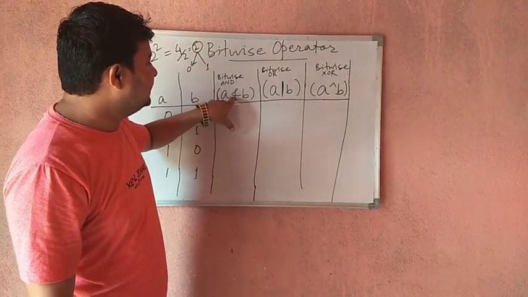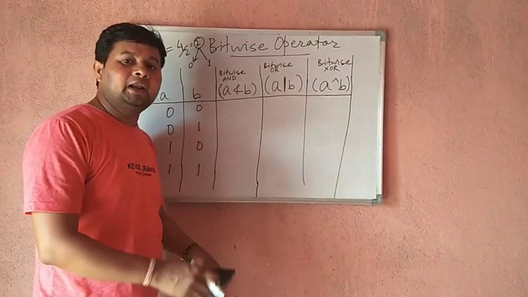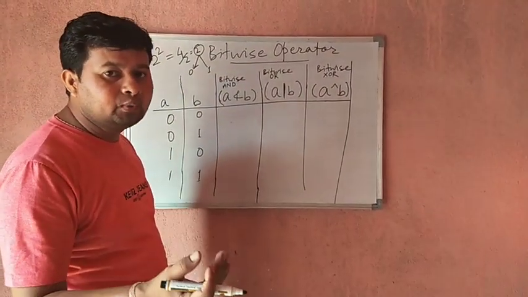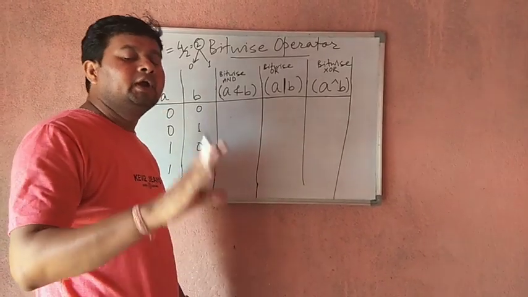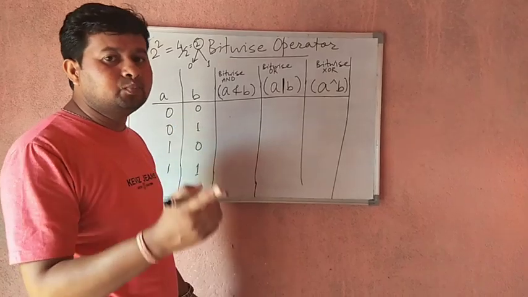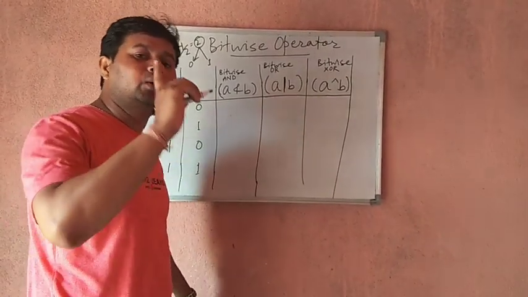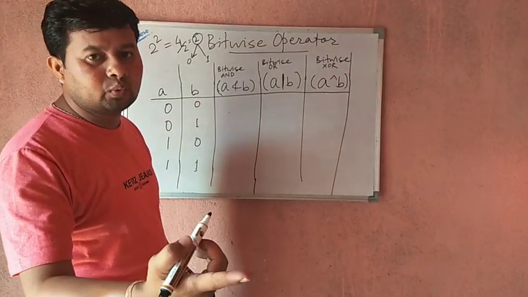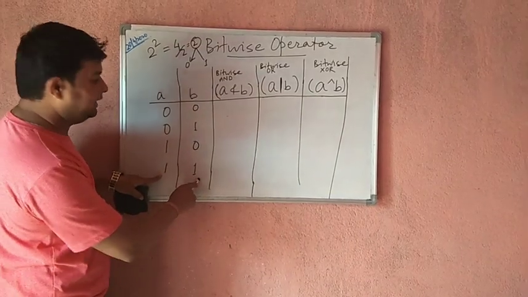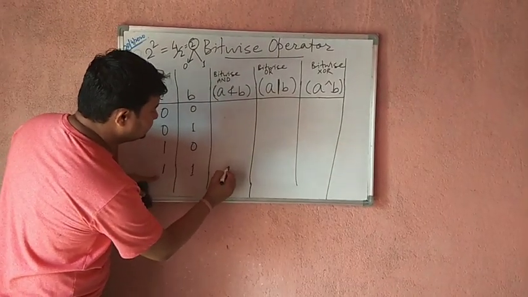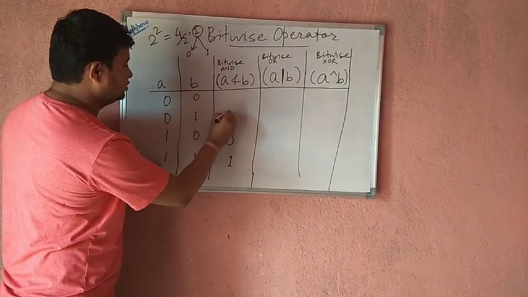Let's talk about bitwise AND. Do you remember logical AND? How did its table work? Very simple. If both the inputs are 1, then it produces 1. Here also the same: if both the inputs are 1, then it will produce 1. Otherwise 0.